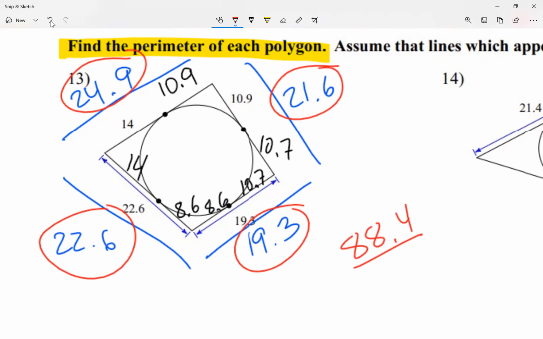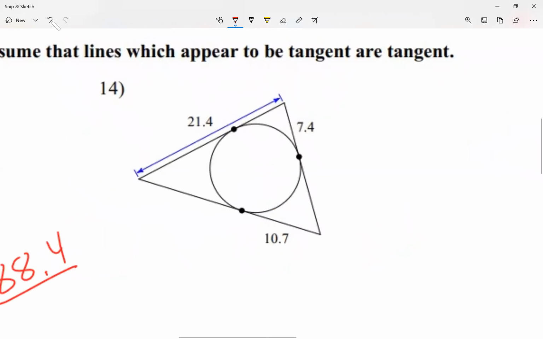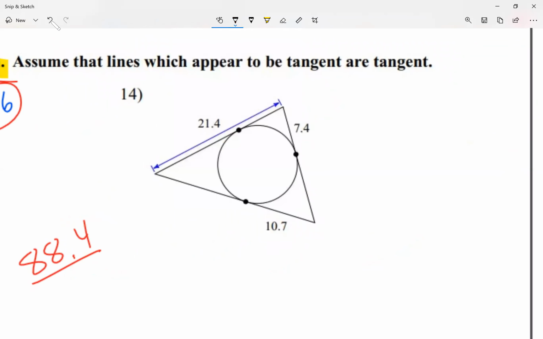So again, let me do a quick recap. I found out how big is each tangent segment. Then I found out how big is each side of my polygon. And to finish, just add the sides of the polygon. All right, so let's take a look at number 14. Let me find out how big is each tangent segment. I see a 7.4, so I'm going to say this one right here is also 7.4. I see a 10.7. Let me highlight where I'm looking at. I see that 10.7, and I know these two are equal. So this other tangent segment is also going to be 10.7.